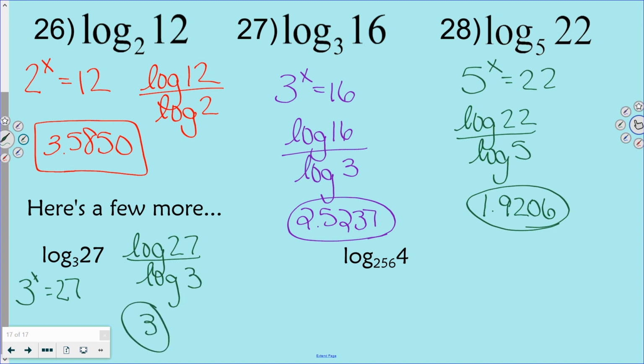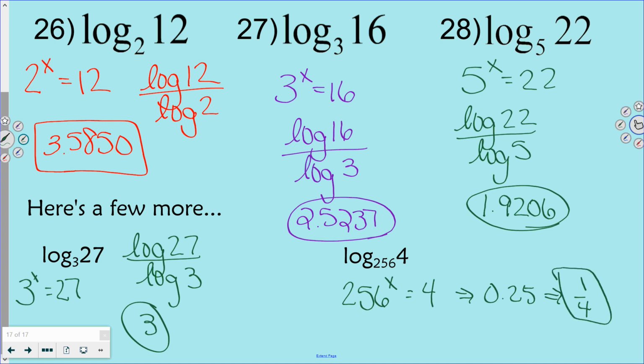Now, what about the next one? What's that asking you? What is 256 raised to what power to get 4? Now, before you knew how to use your calculator, what was that clue I gave you? If you're going from a big number to a small number, it's a fraction because it's doing a root of some sort. So what did you get when you figured this one out? 0.25, which is, good, that is 1/4. So what's it actually doing? It's a 4th root. The 4th root of 256 is 4.